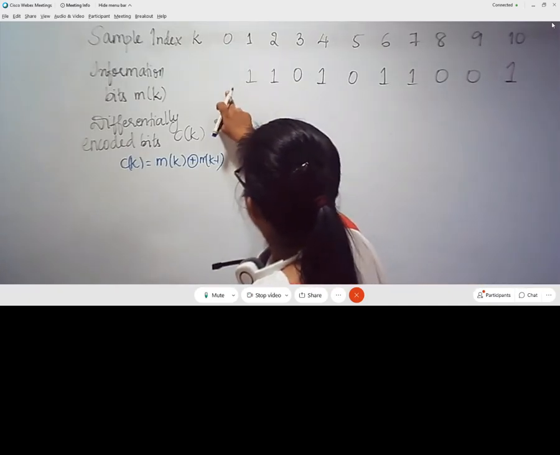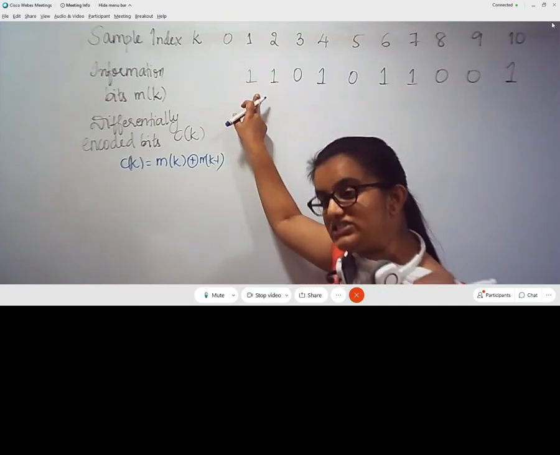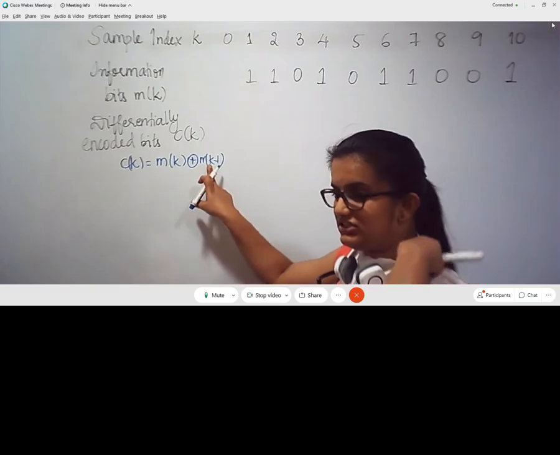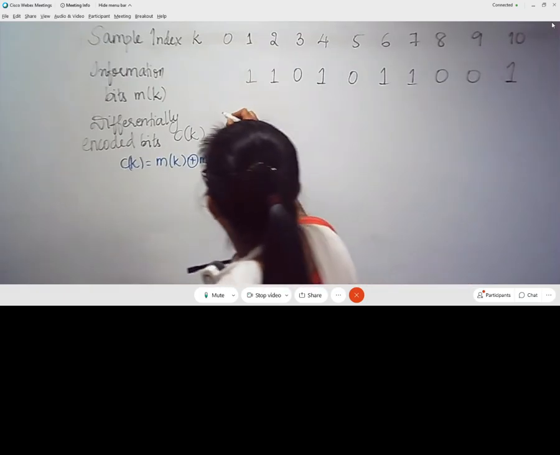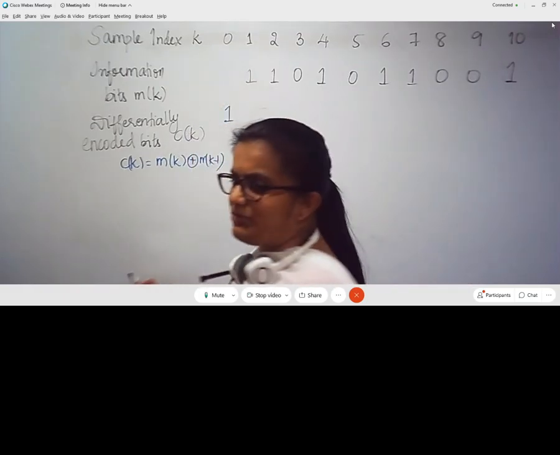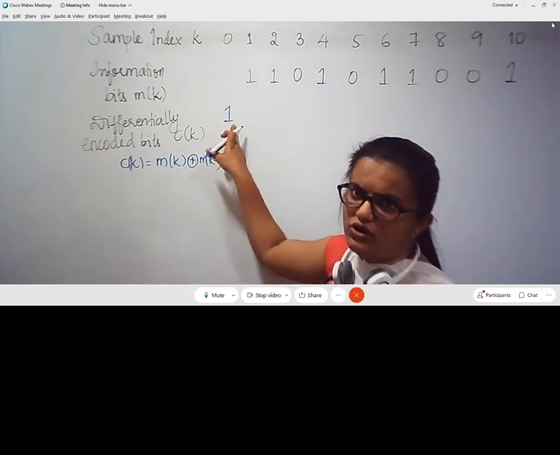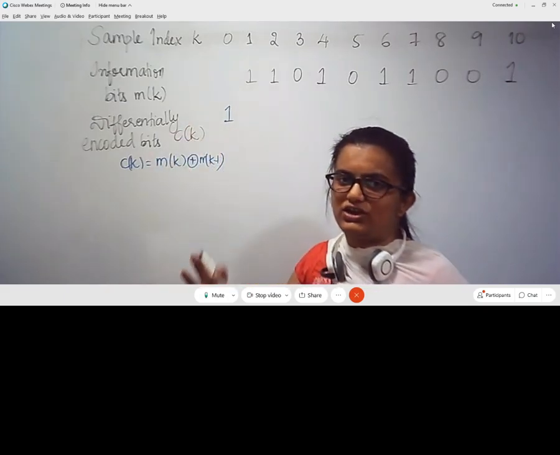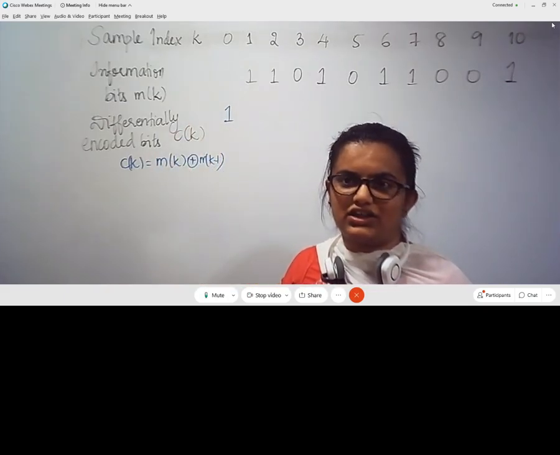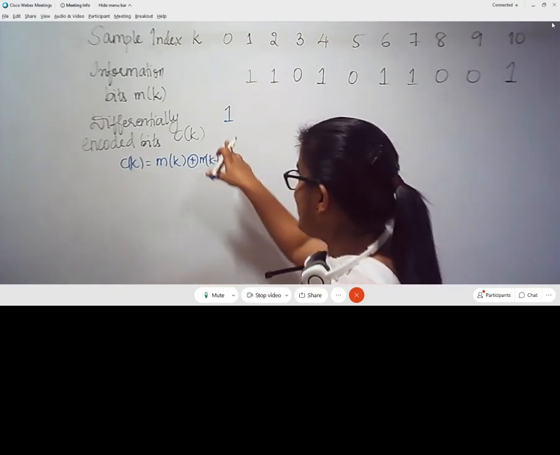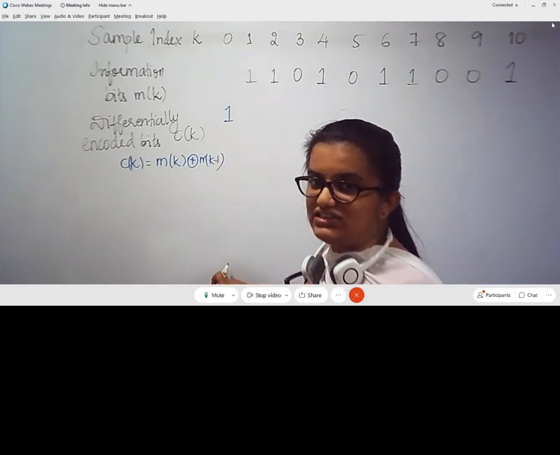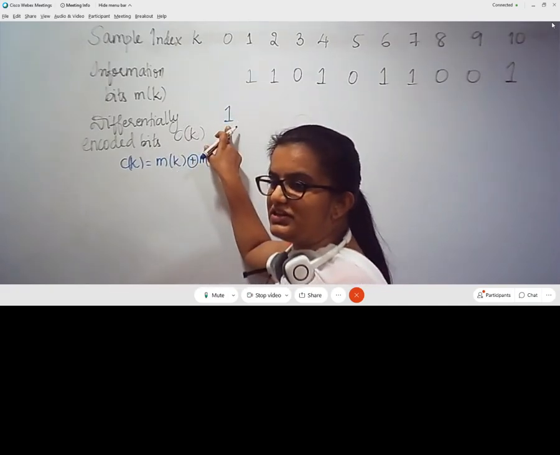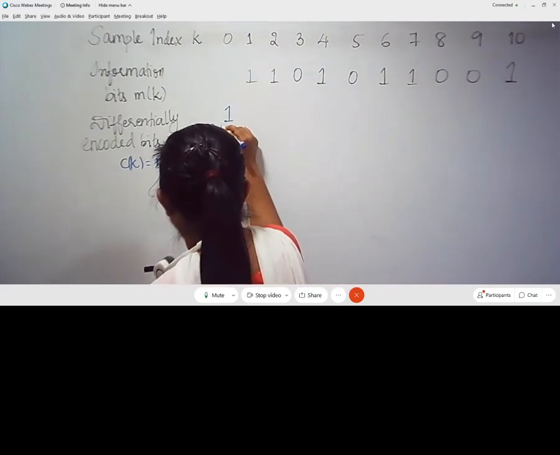That we know. So see here, for the very first bit there is no reference, there is no previous bit, that is m of k minus 1. So I will add one reference bit. It's an arbitrary choice. You can choose either 0 or 1, it's totally up to you. Whichever you choose, make sure that while assigning the phase you assign it properly. So I am choosing the arbitrary bit as 1. This I call the reference bit.